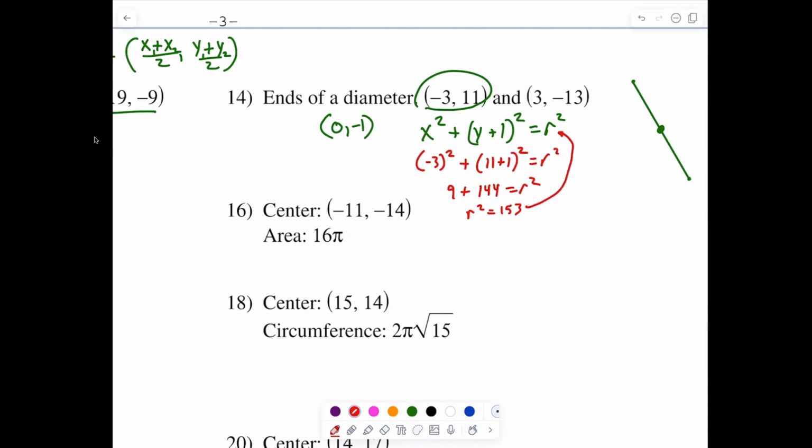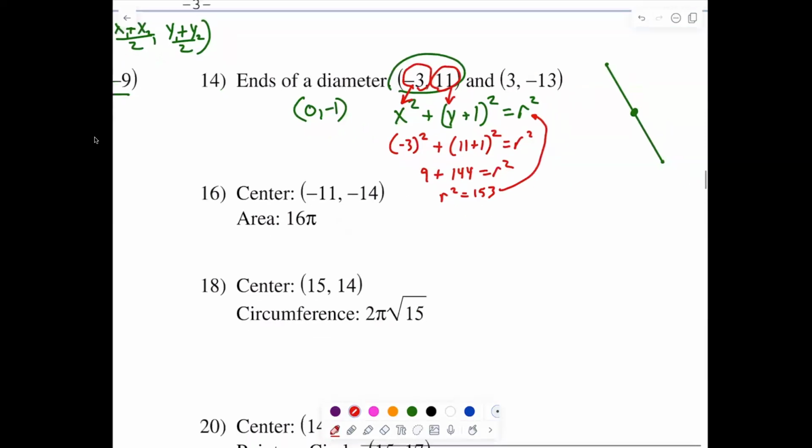Now I'm agreeing with you. That was a little bit harder. Let me say it one more time. All I'm doing is plugging -3 in for X and 11 in for Y, and then I just solve for R squared. So my equation is X squared plus Y plus 1 squared equals 153.